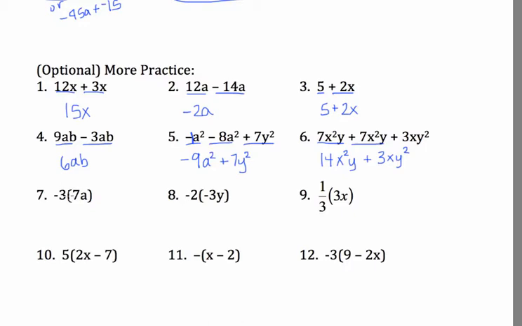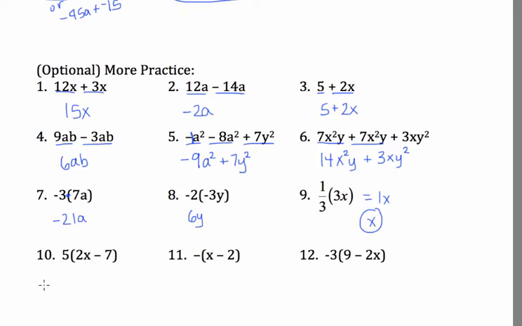This is a multiplication problem. Remember, there doesn't have to be like terms to multiply. So you just combine the negative 3 and the 7 to get negative 21a. A negative times a negative is a positive 6y. 1/3 times 3, multiplying by the reciprocal, is 1. So this would be 1x. Or we would probably just write it as plain old x.